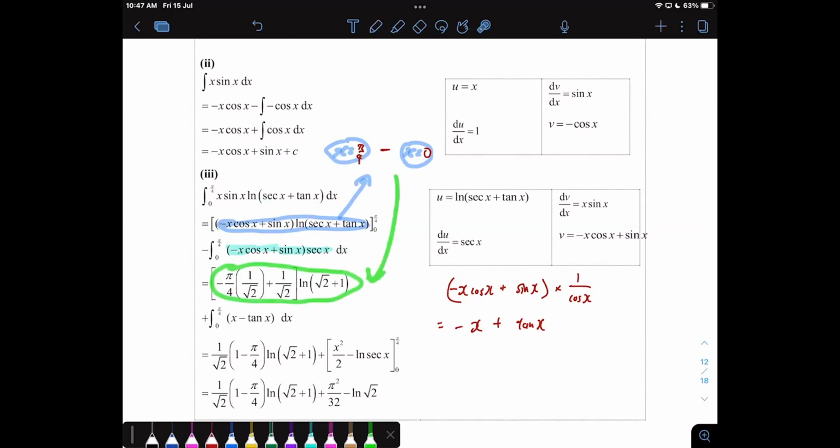Don't need, okay. Let me know if you are struggling with this, because you need exact values. Just need to take note that secant is 1 over cosine. Maybe I'll write it down to remind you.